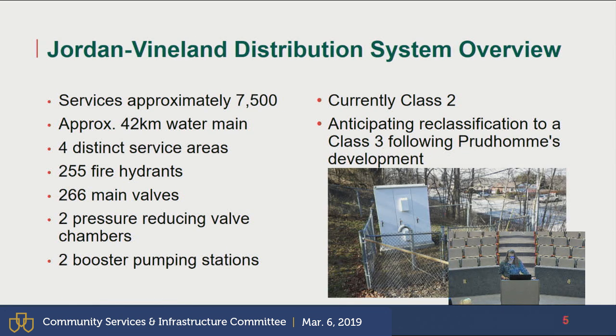The Jordan Vineland distribution system services approximately 7,500 people, 42 kilometers of water main. We have four distinct service areas, but only one true pressure zone. 255 fire hydrants, 266 main valves, two pressure reducing valve chambers. We have two booster pumping stations. They're a lot smaller. This is the one that you'll see off of King Street. This is the Vinehaven pumping station. We have another one up on Glen Elgin. It's currently a Class 2 system, and following the Prudhams development, we're also anticipating that this system will become a Class 3 system.